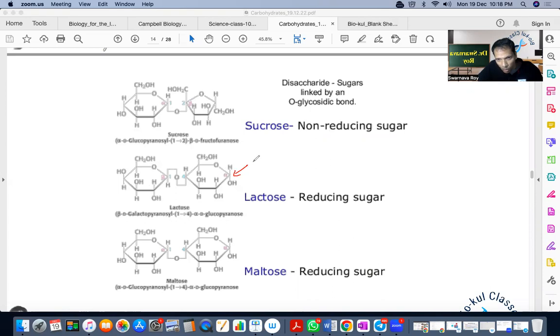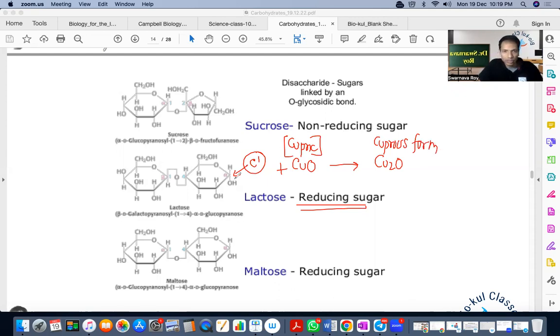This is carbon number 1. This is C1. It is free. Here look, C1 and the anomeric carbon and the fructose, they're all engaged here. So this becomes a reducing sugar. That means it can reduce some other molecules. For example, if you react this with copper, then copper can be reduced from its cupric form to cuprous form.